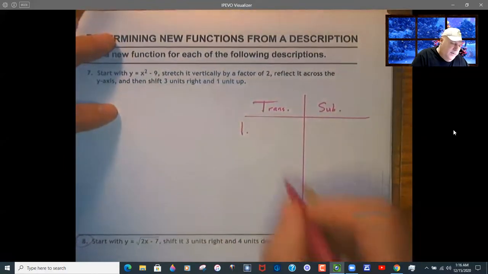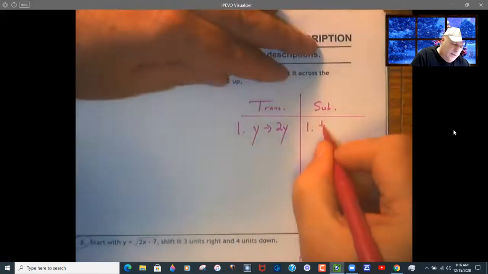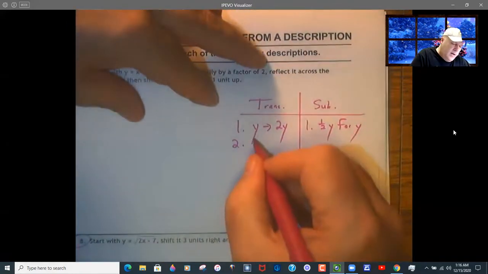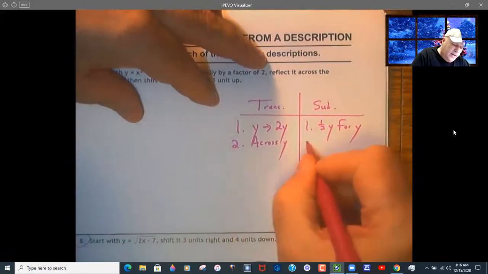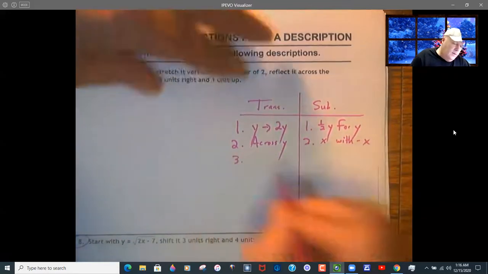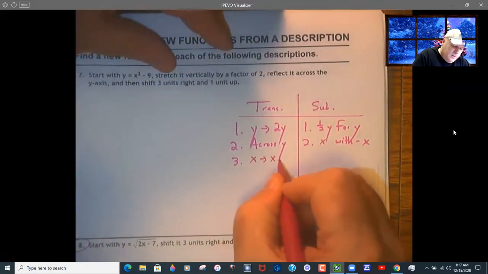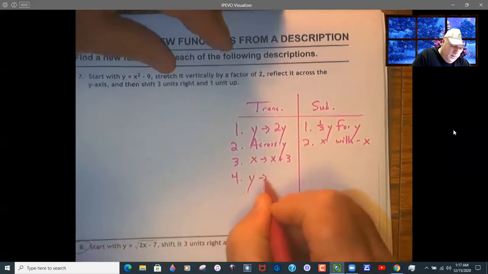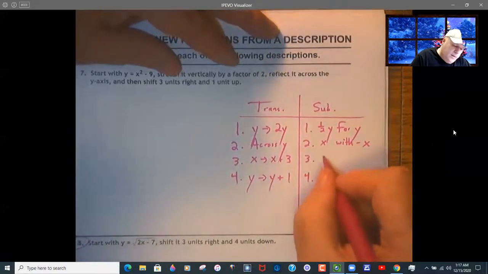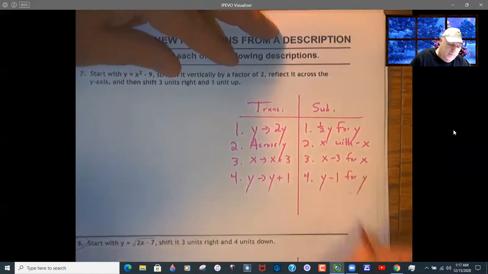Okay, stretch it vertically by a factor of 2. So we're going to have 1/2 y in for y. Reflected across the y-axis. So across y means that we're going to replace x with negative x and simplify. And then 3 units right and 1 unit up. So 3 units to the right and 1 unit up. So x minus 3 goes in for x, and then y minus 1 will go in for y and solve for y.